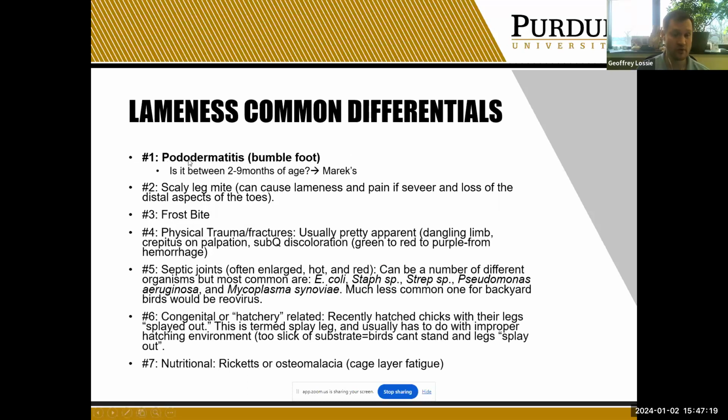Lameness, again, number 1 is pododermatitis. But if you look at the feet, don't see any, and the bird's between 2 to 9 months of age, again, think Marek's. Hopefully, if there's nothing else that you guys have all gotten from this presentation, it's that Marek's is extremely common and happens between 2 to 9 months of age, most commonly.